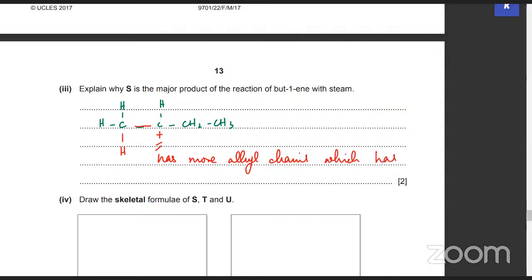Which has an electron releasing effect. So it's got an electron releasing effect, and if it has an electron releasing effect, its charge density decreases. And it is more stable.